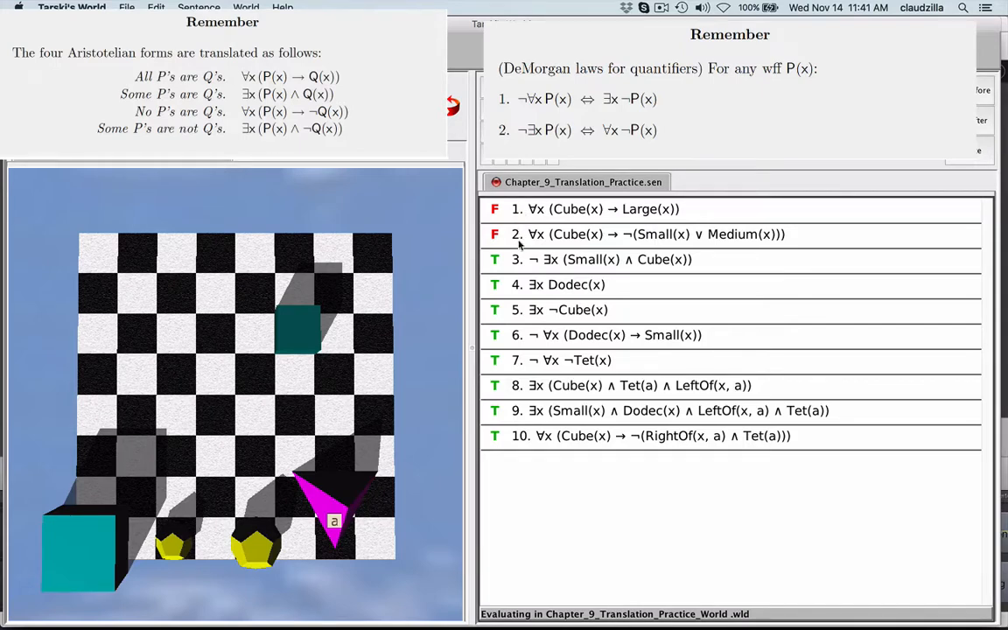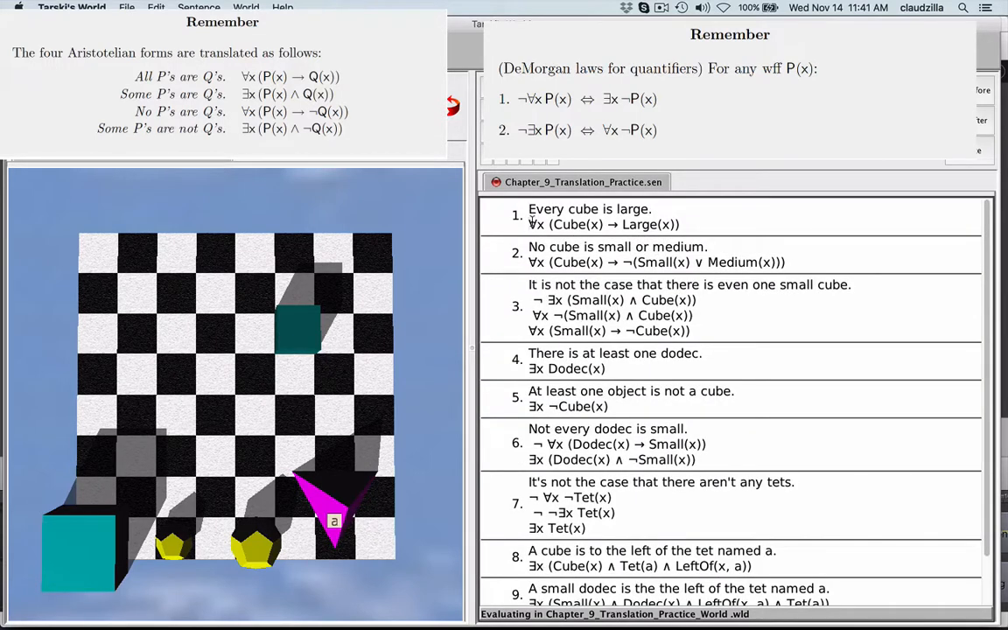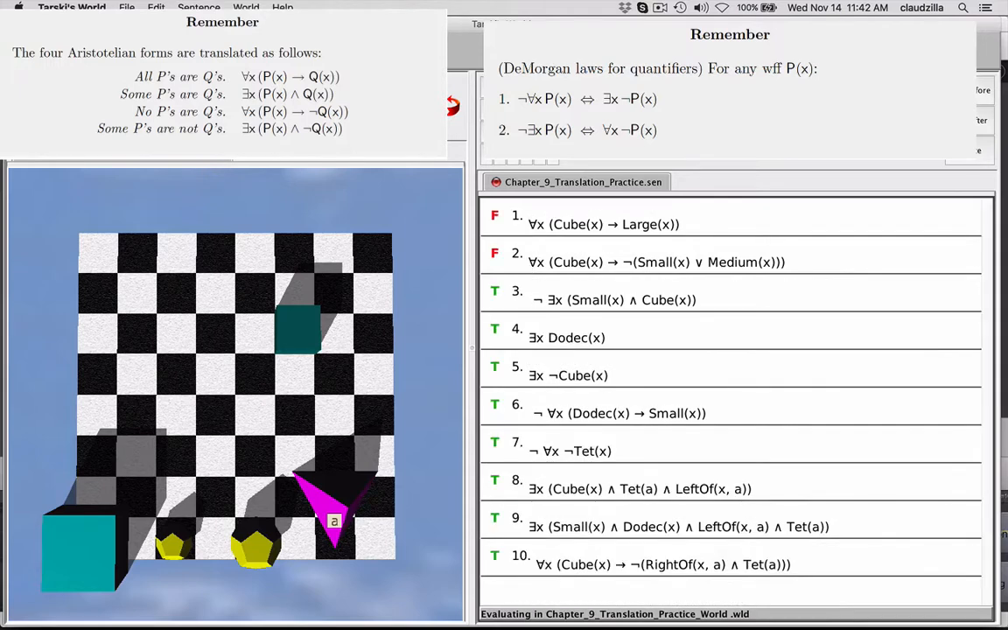So why is it that 1 and 2 come out false? Well, remember, the original sentence in 1 says that every cube is large, and we said earlier that that's not the case. We also said that it's not the case that every single cube is not medium or small. I hope this practice is helpful to you as you build your understanding of the basics of quantifier logic.